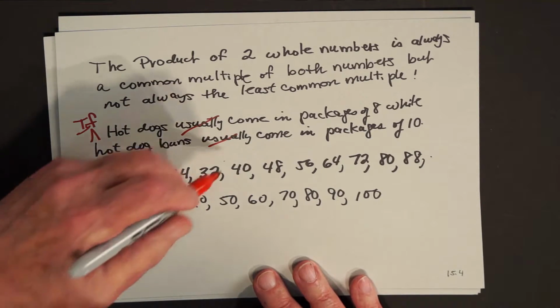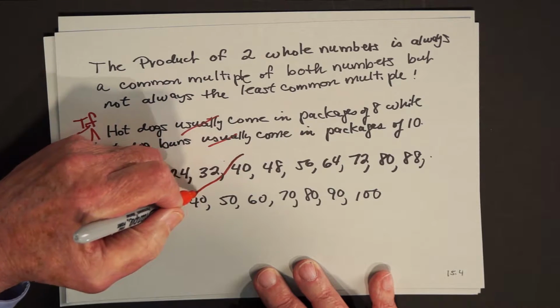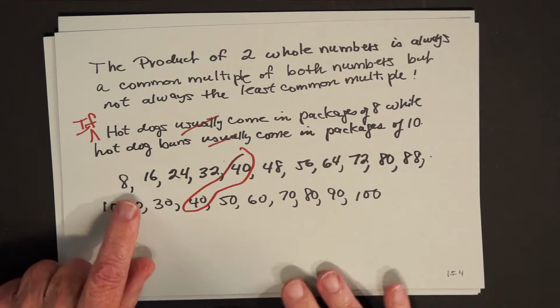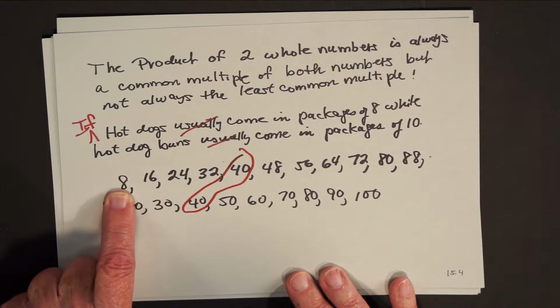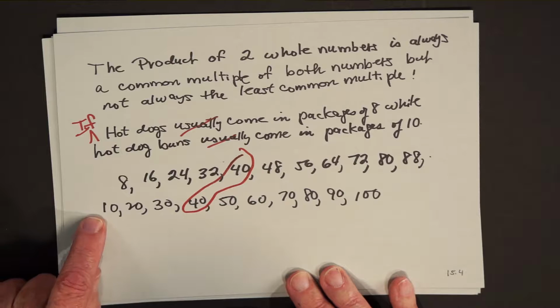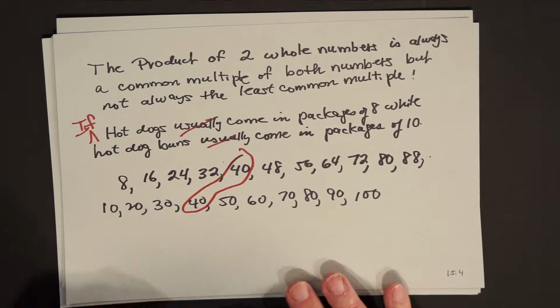The first number I find that fits on both lists is 40. And what that tells me is buy 5 packages of hot dogs, 1, 2, 3, 4, 5, and 4 packages of buns, 1, 2, 3, 4.